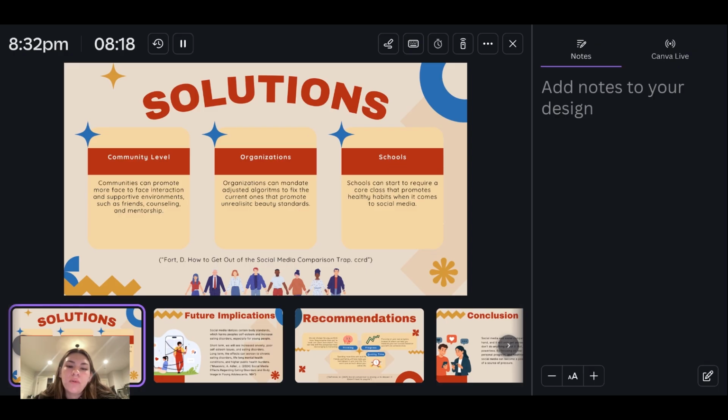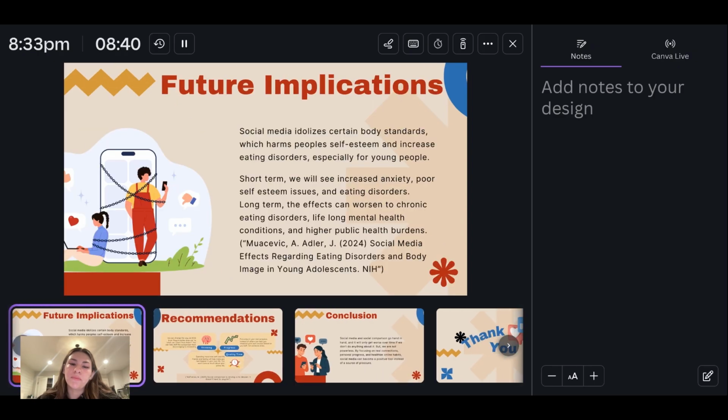Communities can also promote more face-to-face interaction and supportive environments, such as friends, counseling, and mentorship. Organizations can take responsibility and mandate adjusted algorithms to fix the current ones that promote unrealistic beauty standards. They can also implement mental health resources and screen time tools when people are on the app for too long. For schools, they can require a core class that promotes healthy habits when it comes to social media.